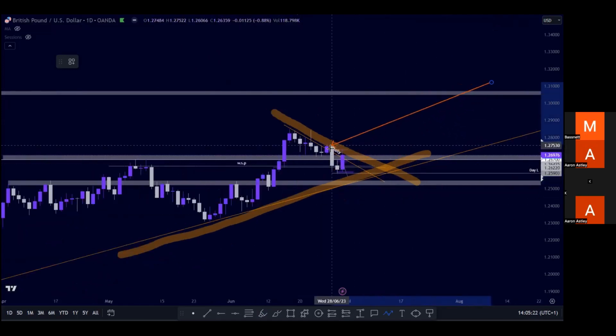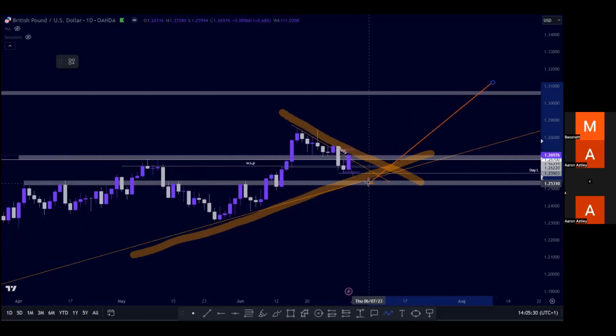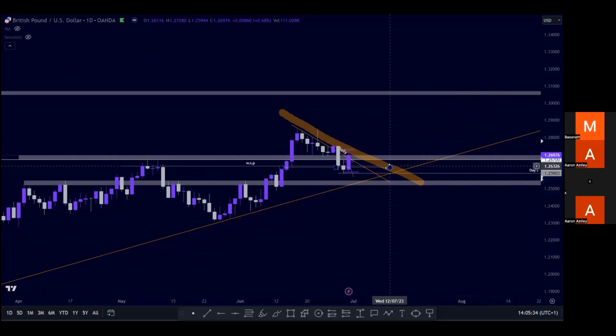Failing that, like I say, we've had potentially a bit of a fake out, a bit of a liquidity grab on the lower time frames before pulling back inside that indecision, and then we could potentially break to the downside. But once again, we've got some fundamentals coming up this week to pay attention to.